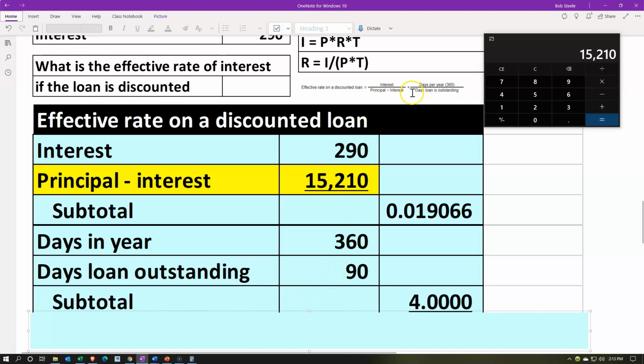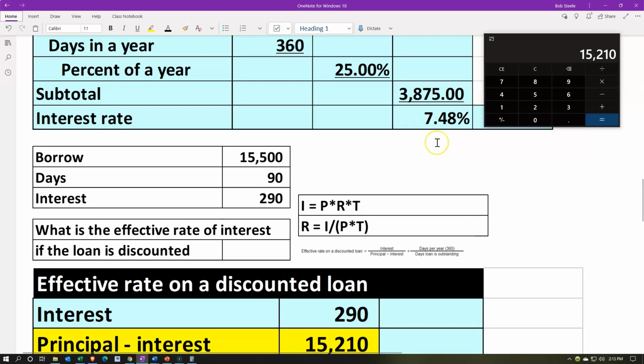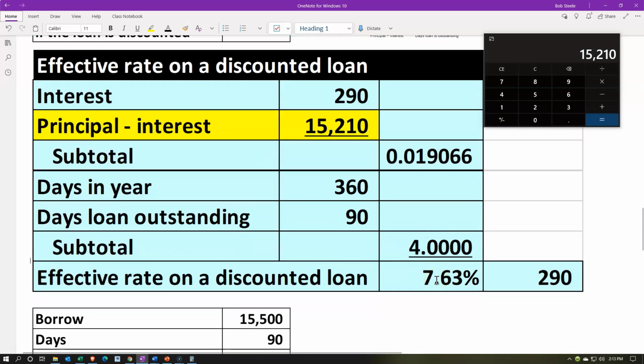So now if we multiply these out, that means the effective rate is going to be 7.63, and you can see that that's going to be different than the 7.48. So the actual rate that we can compare to other similar loans, which is the effective rate, kind of standardizing this thing, would be 7.63. Let's do it one more time.